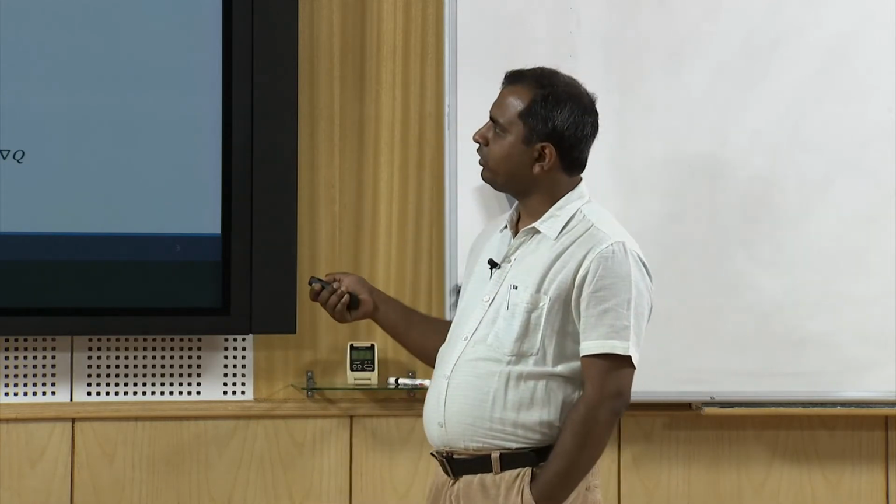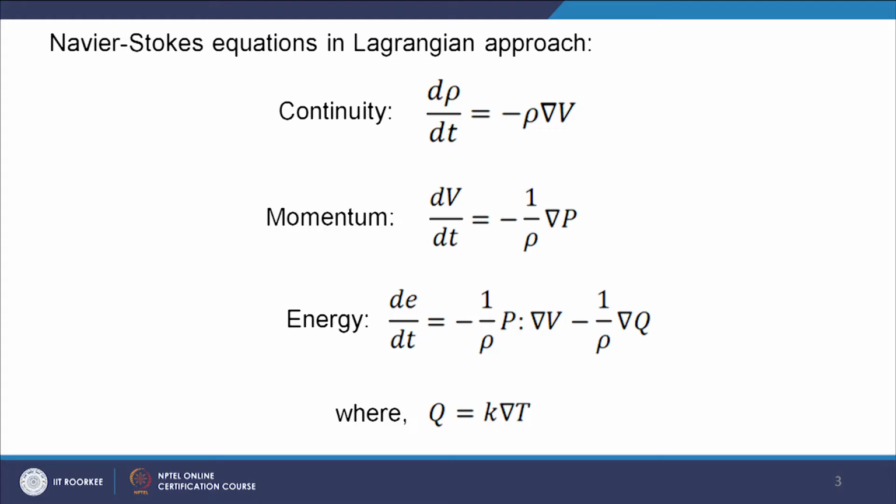look like this. The continuity equation will transform into d rho dt equals minus rho del dot v. The momentum equation will transform to dv dt equals minus 1 by rho del p. And then the energy equation will transform to dE dt equals minus 1 by rho p del dot v minus 1 by rho into del dot q, where q is the heat transfer due to conduction. So, q equals k into del T.